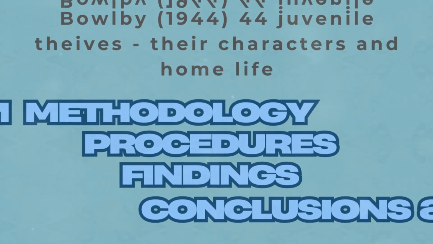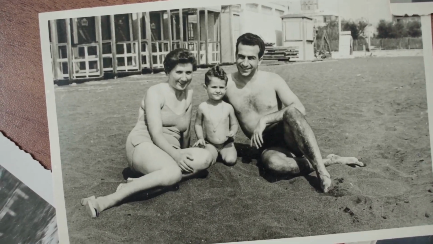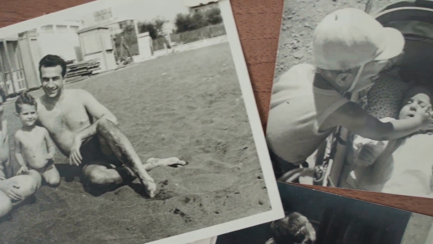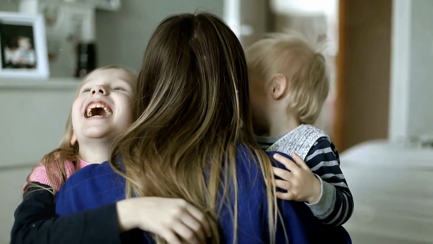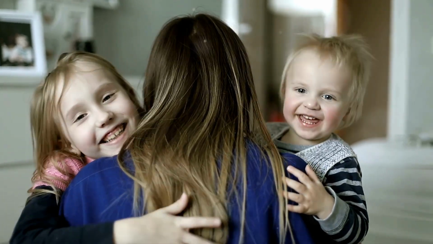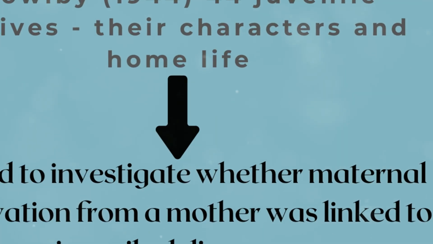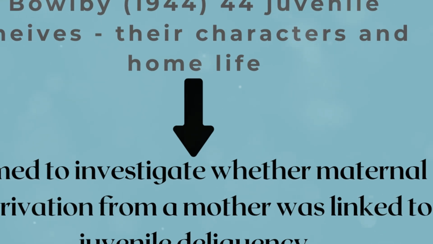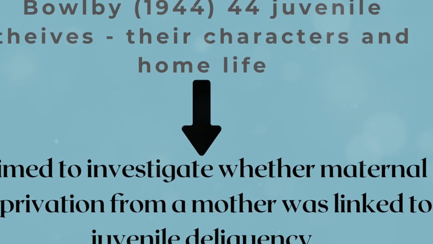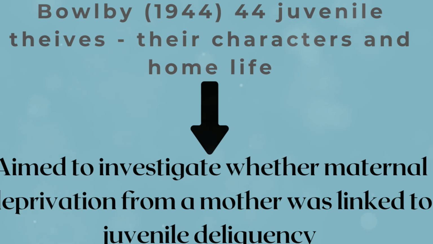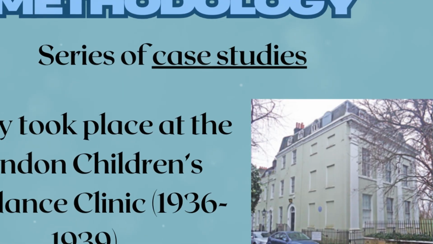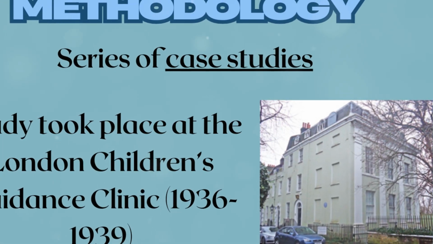Let's get started. John Bowlby believed that a strong bond between a child and their mother during the early years is essential for healthy emotional and social development. His study aimed to investigate whether maternal deprivation, specifically prolonged separation from a mother or mother figure, was linked to juvenile delinquency. The methodology of the study involved a series of case studies.